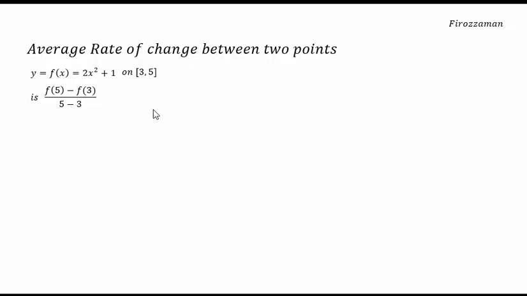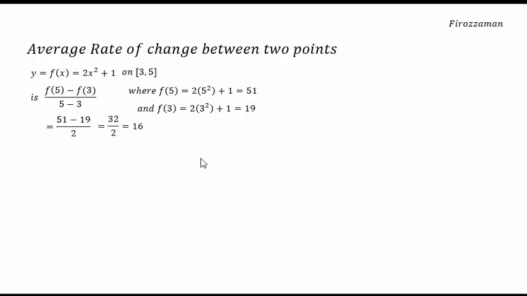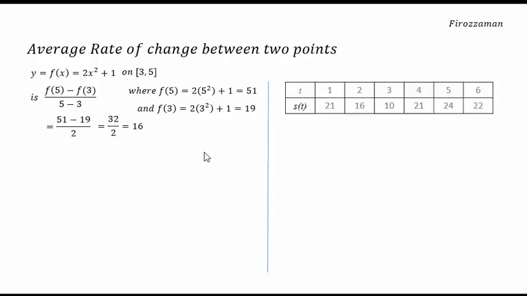Now we need to plug x = 5 first to get f(5), and 3 for f(3). So you see f(5) is 2 times 5² + 1, which is 51. And f(3) gives me 2 times 3² + 1, which is 19. So we plug the values here and simplify. We get 16. We'll take a couple more.